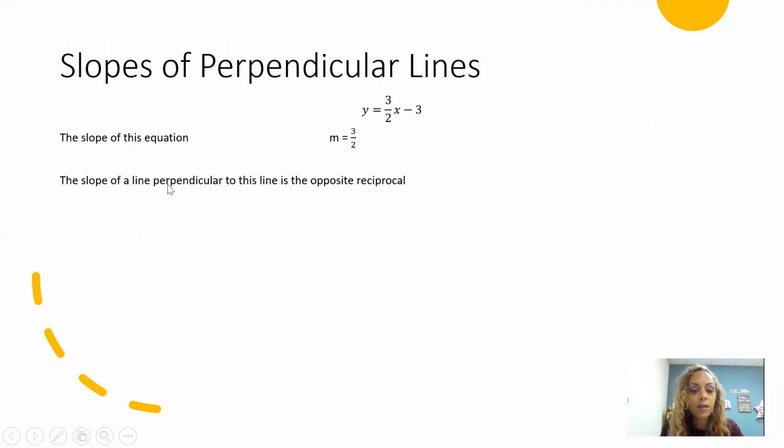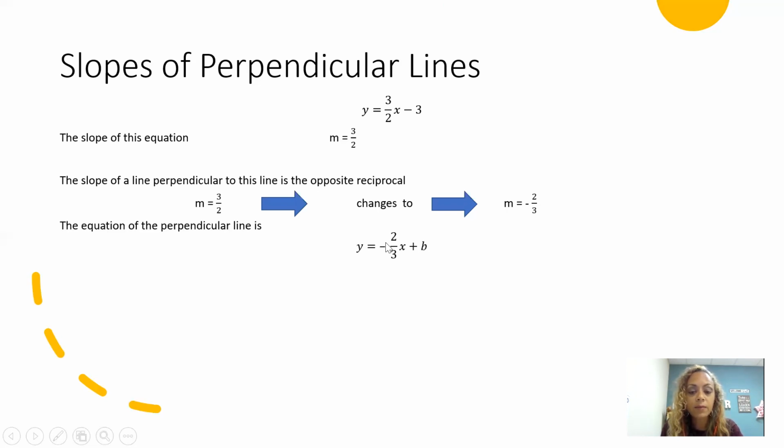We know the slope of a line perpendicular to this line is the opposite reciprocal. So what does that mean? That means we turn our slope of 3 over 2: it changes opposite sign, so it becomes negative, and the reciprocal means it's flipped, so 2 over 3. So the new slope for our perpendicular line is -2 over 3. Now we plug that in. Now let's solve for b, given the point that we have.